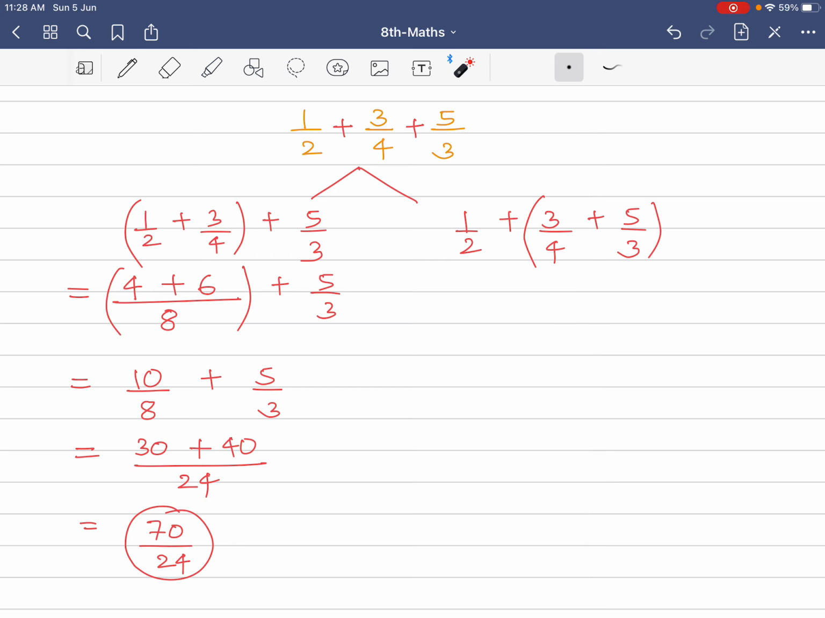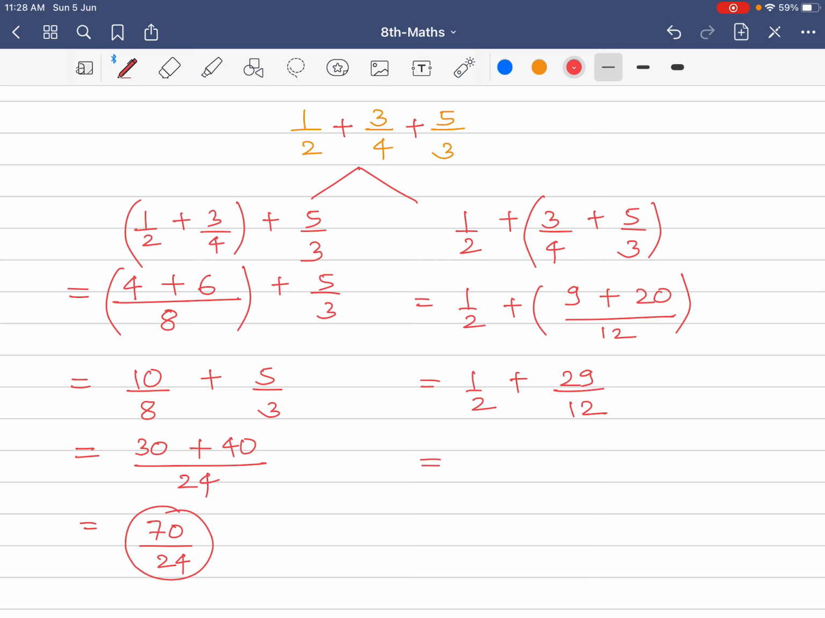Now let's go this way, where we associate the second and third rational numbers first. So this is equal to 1 by 2 plus, so 3 into 3 is 9 plus 4 into 5 is 20, the whole divided by 4 3s are 12. Okay, so that is equal to 1 by 2 plus 9 plus 20 is 29, the whole divided by 12. And now that is again equal to 1 into 12 is 12 plus 29 into 2 is 58, the whole divided by 2 into 12 is 24, and that is equal to 70 divided by 24, which is exactly the same as the previous output, 70 by 24.